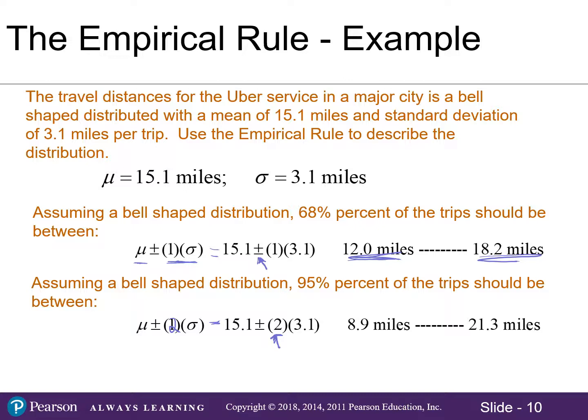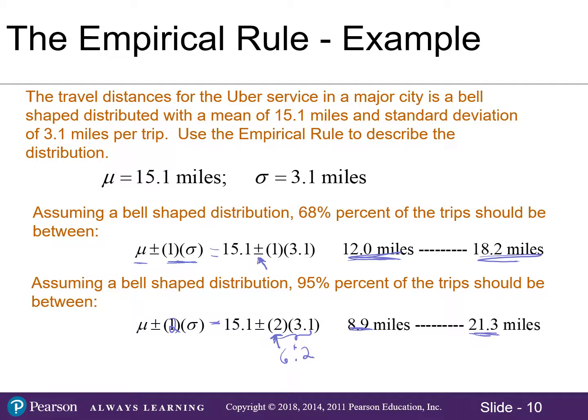Tsk, tsk. So to calculate this, you'll do 15.1 plus 2 times 3.1, which is equivalent to adding 3.1 twice. Remember your order of operations. You should do your multiplication first, so I'm calculating this portion and getting 6.2 before adding it to the 15.1, and that will give you 21.3 miles. And then if you take 15.1 and subtract 6.2, you get 8.9 miles.